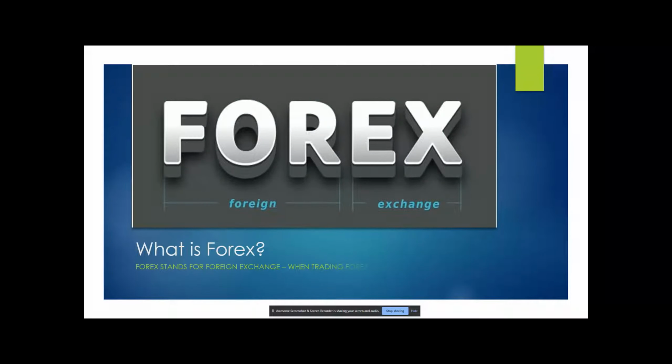Forex. What is Forex? Forex stands for foreign exchange. When trading Forex, you're always trading a currency pair, selling one currency while at the same time buying another. For example, let's say you live in the United States and you want to take a trip to Europe, okay? When you get to Europe, you will need to trade in your US dollars in exchange for euros. You are pretty much selling the US dollar while at the same time buying euros. When doing so, you have just participated in foreign exchange.